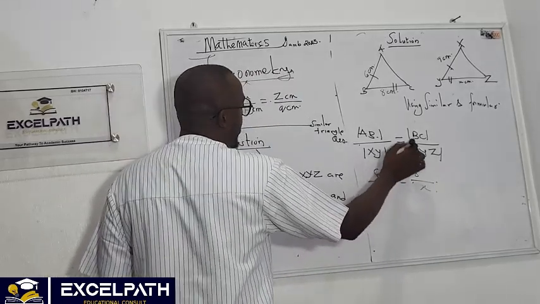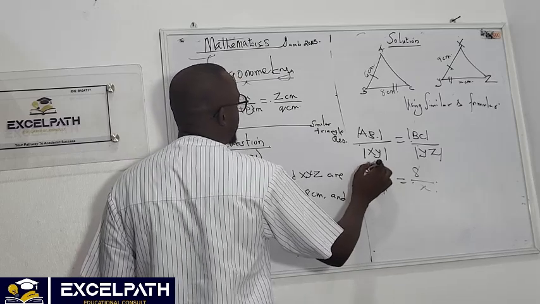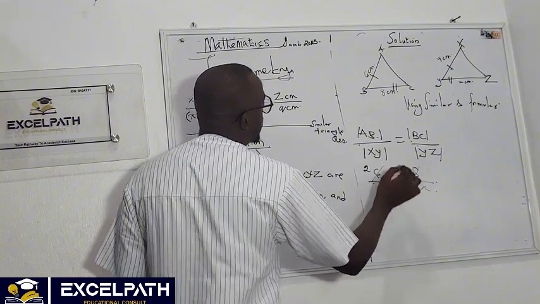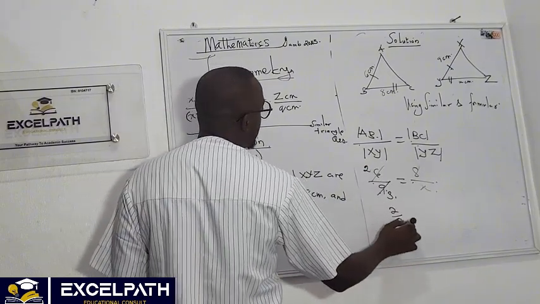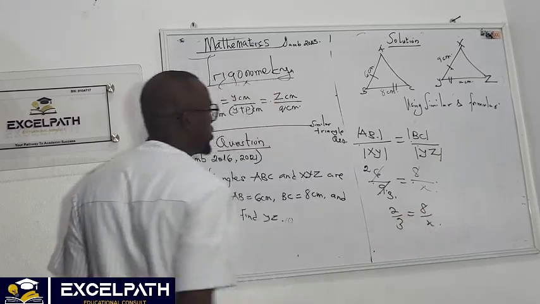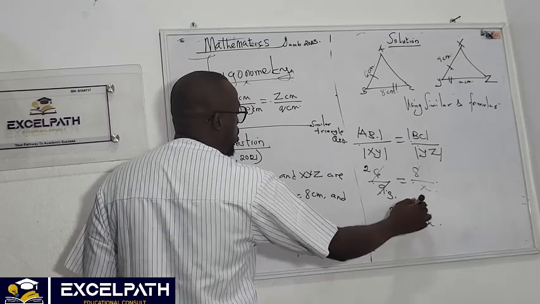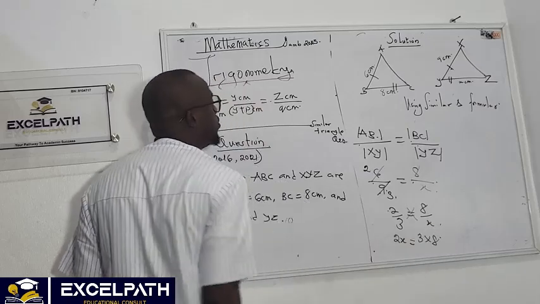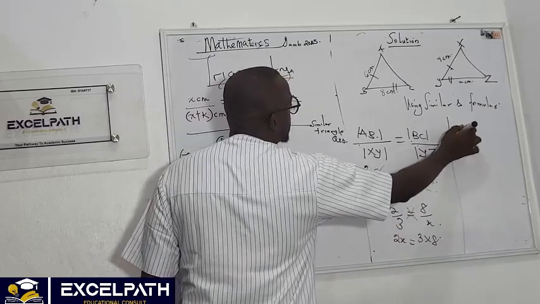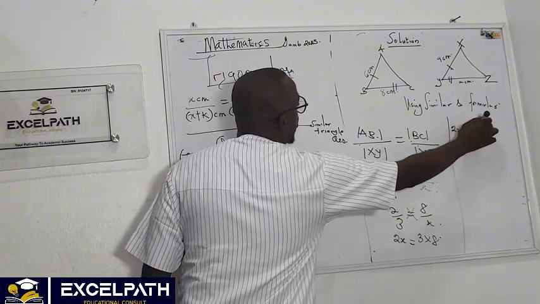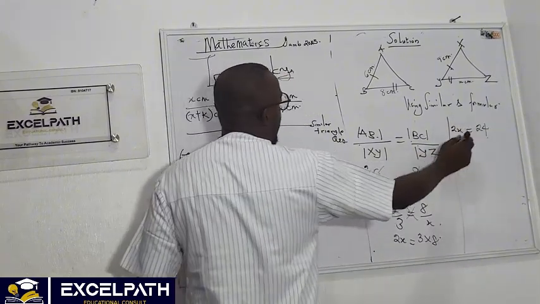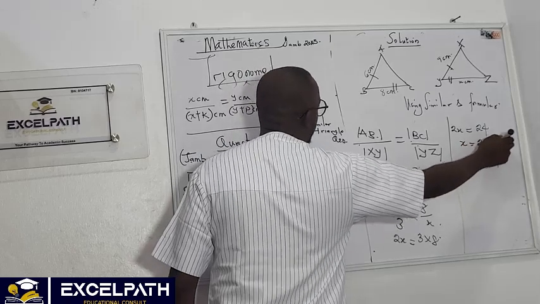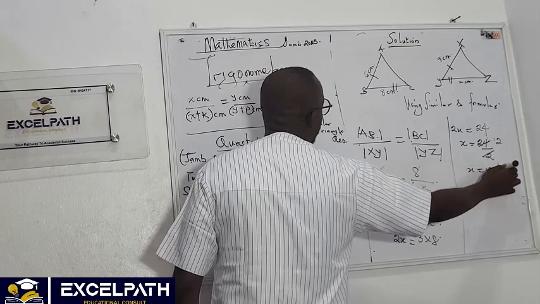You simplify: 6 over 9 becomes 2 over 3. So you have 2 over 3 equals 8 over x. As a mathematician, you cross multiply. 2x equals 3 times 8. So at the end of the day, 2x equals 24. So what's your x? Divide all through by 2. 24 divided by 2 is 12. So your x is 12.